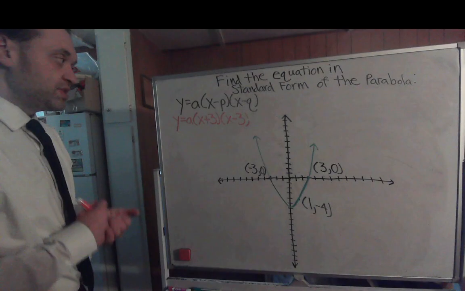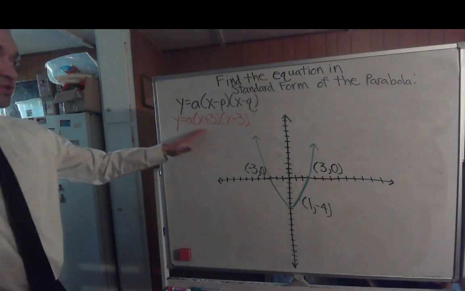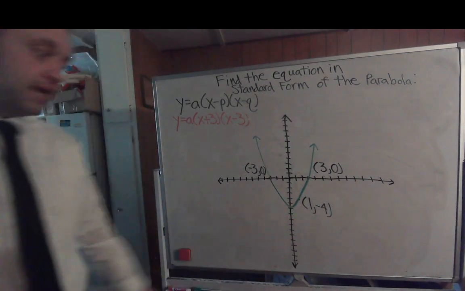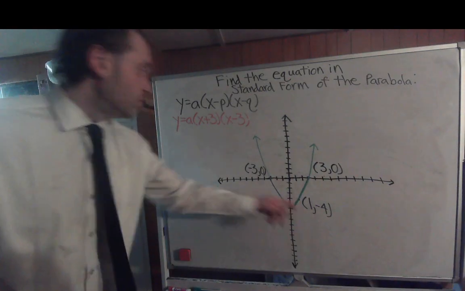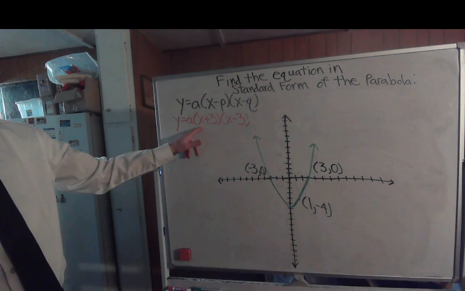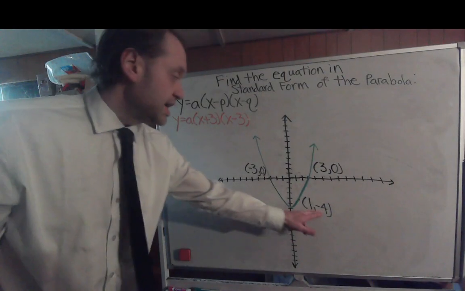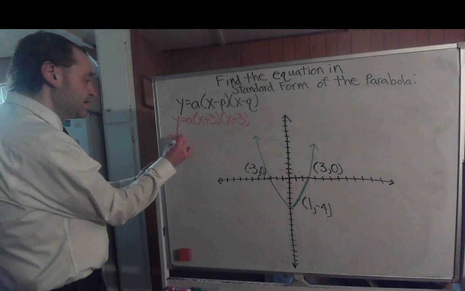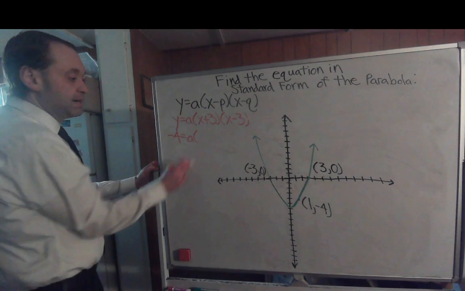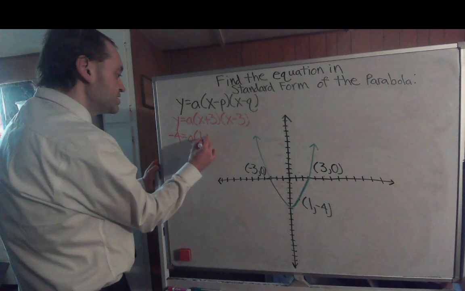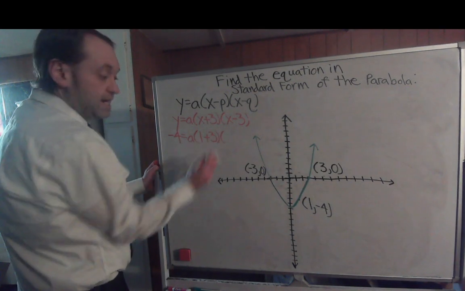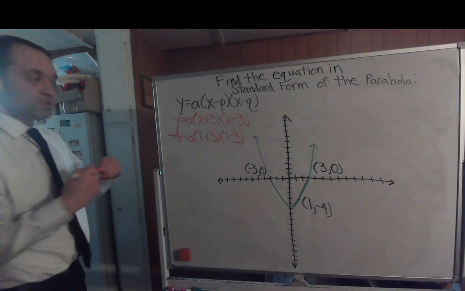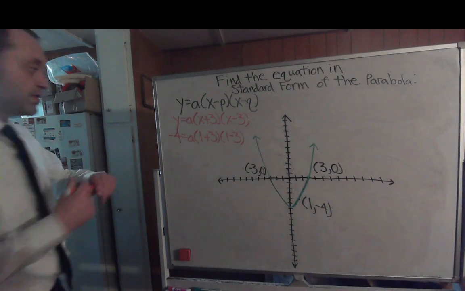Well, much like with the other types, once you've got it into intercept form, that point, 1, negative 4 it passes through, you're going to plug in that value of 1 for x, and then you're going to plug in that value of negative 4 for your y. So plug in the negative 4 for y. That's going to equal a times your x value of 1 plus 3 times your x value of 1 minus 3. The goal is still the same to start with, solve for your a.